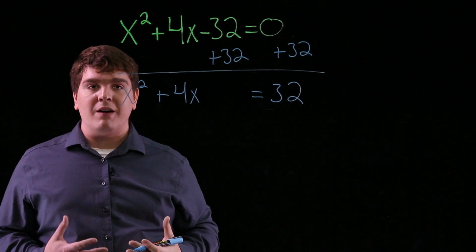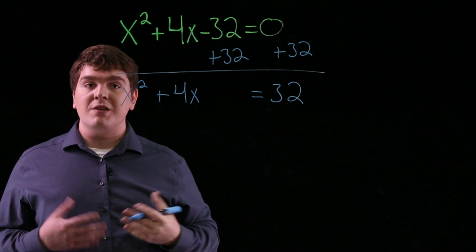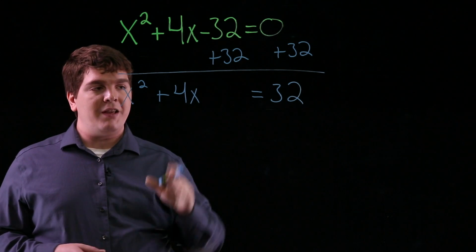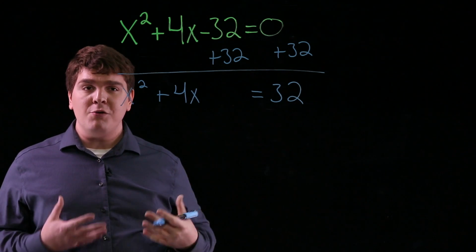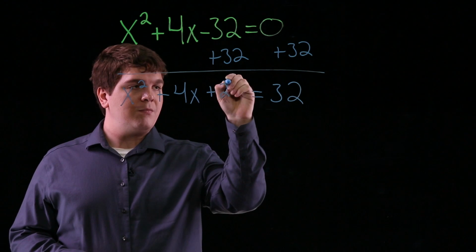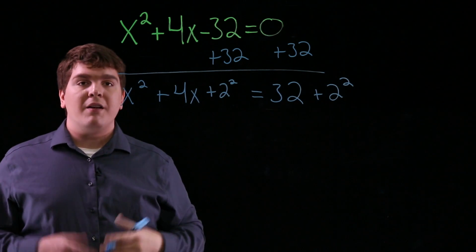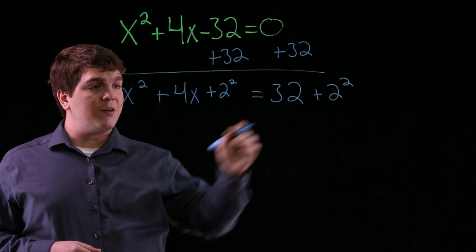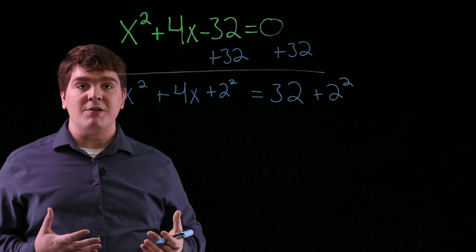So in order to complete the square, we have to consider our b term, which in this case is 4. And if we think about half of 4 is 2, we'll want to add a 2 squared to both sides of our equation. The reason that we want to add a 2 squared to both sides is so that this left-hand side is a perfect square.